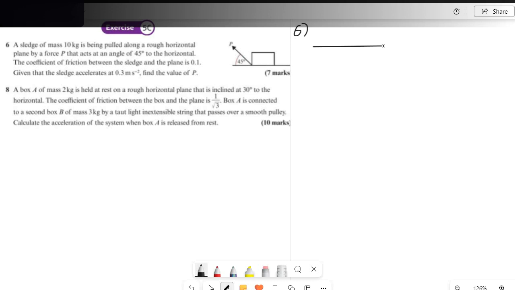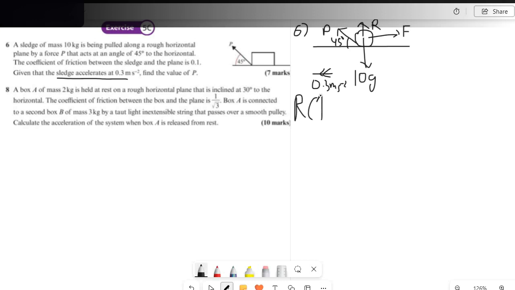So first, let's label the diagram again, assuming the box is a particle, and this is P, which acts at an angle of 45 degrees. So this must be the weight, which is 10g or mg, because the mass is 10. This should be the normal reaction force, and this should be the frictional force or F max. Because the sledge is accelerating, we can say that the sledge accelerates to the left with a value of 0.3 meters per second squared.